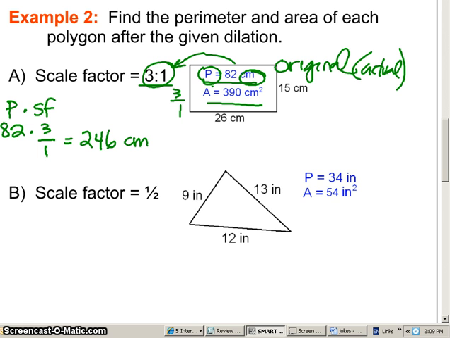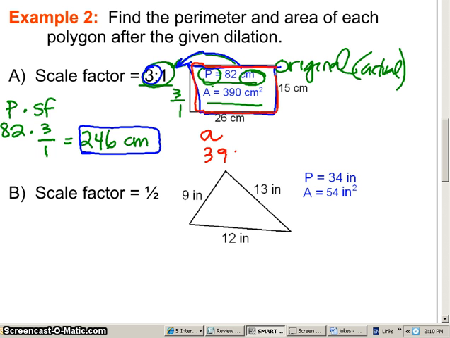So this is saying if the perimeter from my original rectangle is 82 centimeters, if I were to enlarge this 3 times, my new perimeter for my shape will be 246 centimeters. Okay, getting quite a bit larger. Let's take a look at area. Remember, for area, you take the area of your original shape, so this rectangle, which is 390, and you're going to multiply it by the scale factor squared.